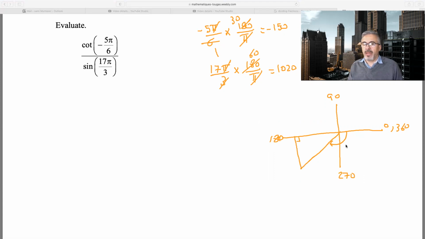Bring up a vertical now. If this is negative 150 and negative, you go clockwise when you're measuring angles with a negative sign. So you need to find out what the reference angle here is, and it's 30 degrees. And since that's 30 and that's 90, then this is 60 degrees.